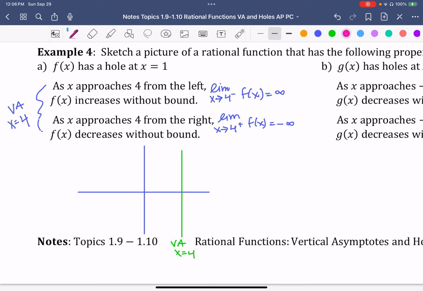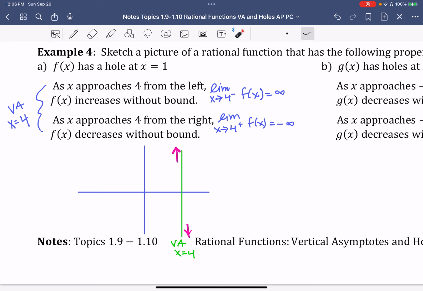Now it said on the left, I'm going up. So on the left of this vertical asymptote, I'm going to draw an arrow going up. On the right, it said I'm going down. Okay. So remember, this is the left of the VA and this is the right. So on the left, it said I'm going up. On the right, I am going down.